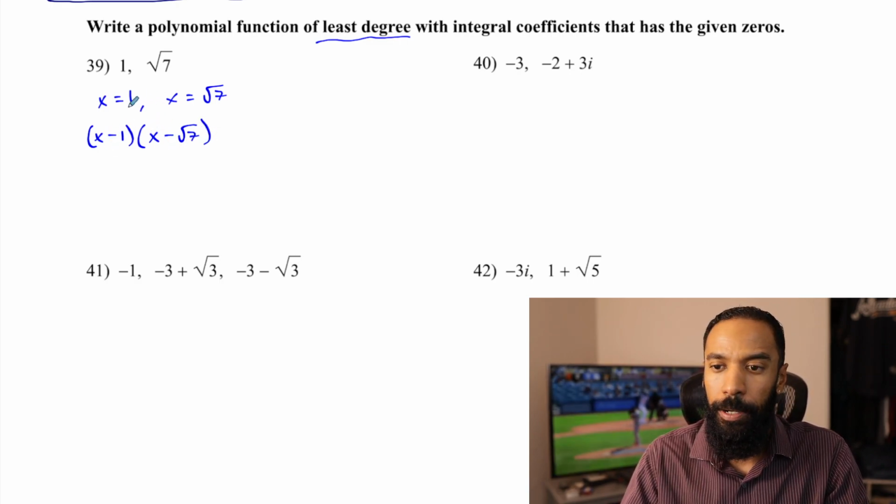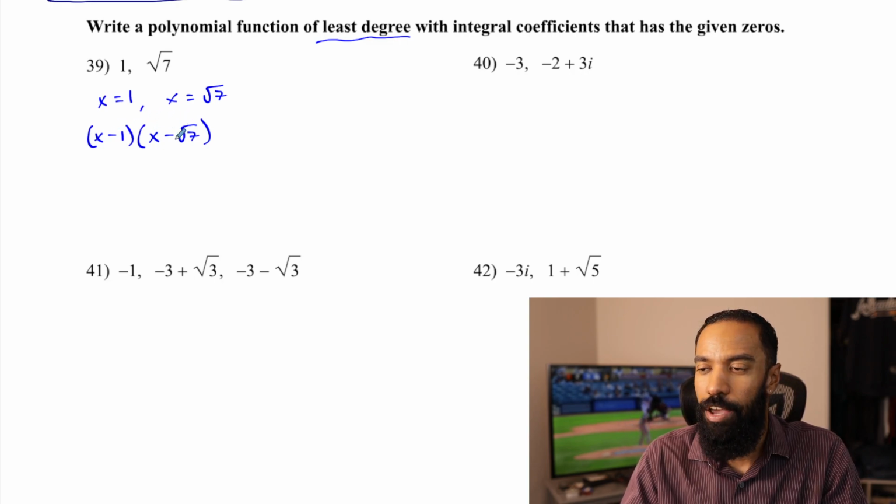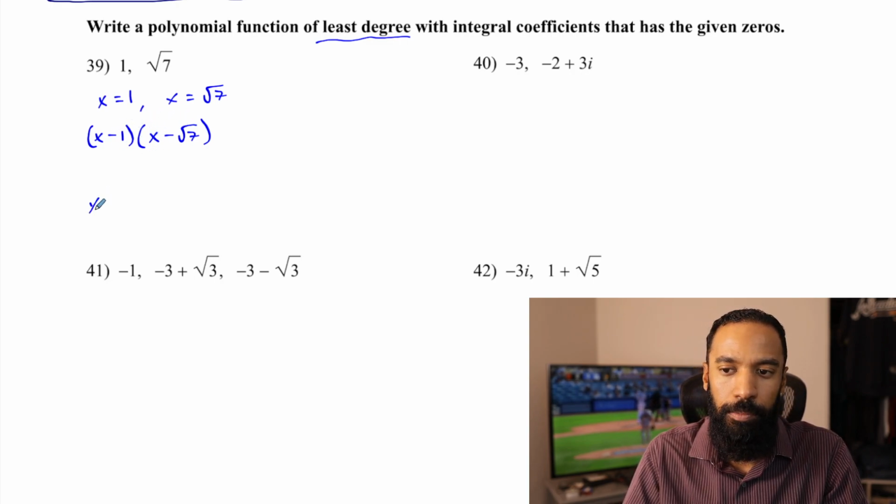Now, I'll tell you what here. If I FOILed these things out, if I multiplied all these straight up, that would be what? X squared minus root 7 x, root 7 minus x plus root 7.